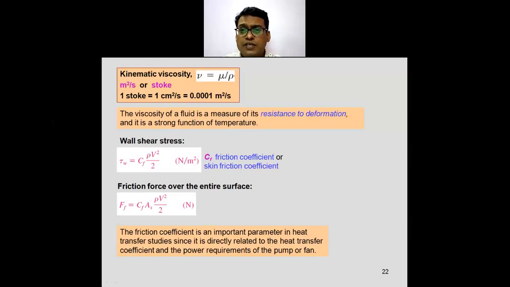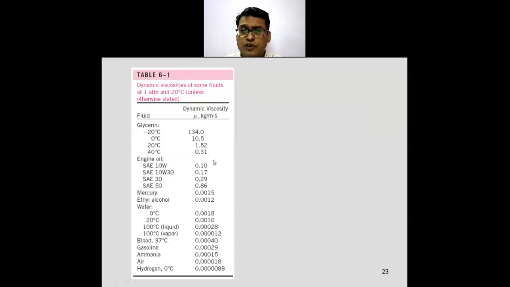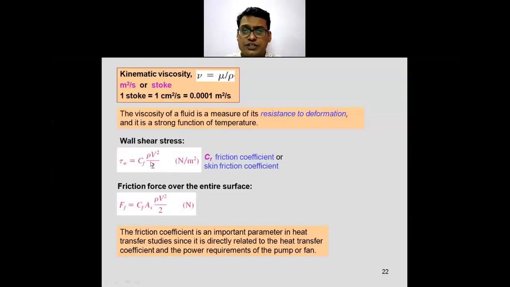Then this CF is the friction coefficient that exists, and you can calculate the friction coefficient. After the calculation of the friction coefficient, the drag force can be calculated.